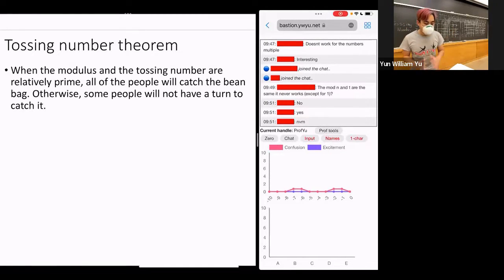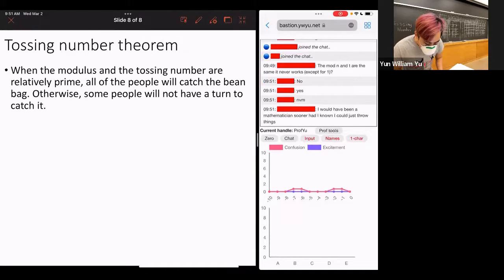Oh, okay. And with that, I will go ahead. "I would have been a mathematician sooner if I'd known I could just throw things." Well, that's only part of the job. You only get to throw things sometimes, like when you're teaching a math class.